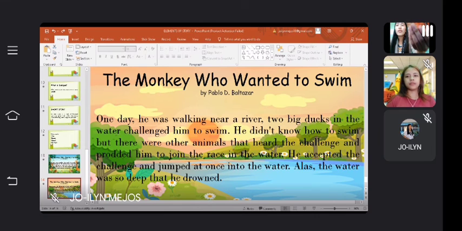So I want all of you, everybody, let's not do the same behavior and attitude of the monkey in the story, because after that, you will regret it, okay? So I think that you understand the lesson for today's class, and I hope that each of you will put it in your heart and mind, the lesson or the moral lesson of the story.